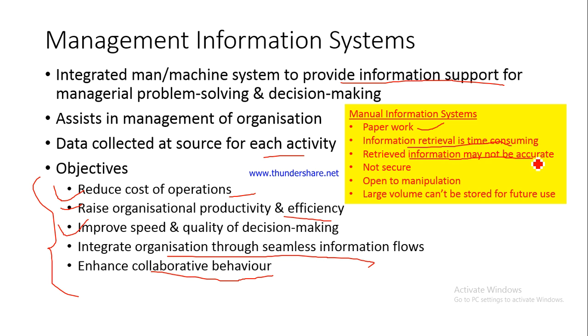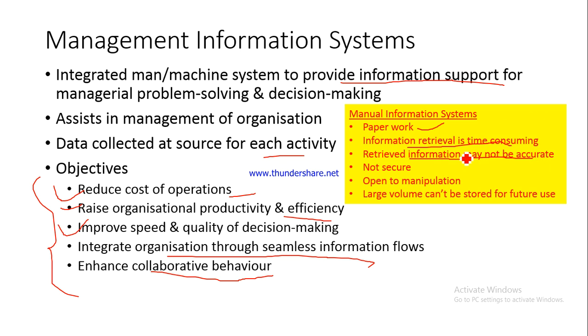When you use a management information system, and you want a particular kind of output, you will query the MIS. You will pose a question to the MIS, and the MIS will give you the accurate response. This may not be the case with a manual information system. The response that you get may not be accurate. Why? Because of human errors.